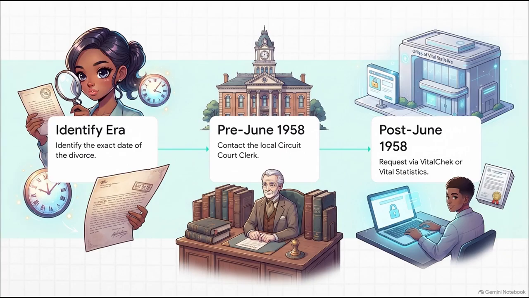Step 1, identify the exact date. Step 2 is incredibly important. If the divorce happened before June 1958, the state does not have it. You absolutely must contact the specific circuit court clerk in the county where it was finalized. Step 3, if it happened after June 1958, the records are centralized. For those, you can request a certified copy from the Office of Vital Statistics in Frankfort or order it online using VitalChek for that $6 fee.